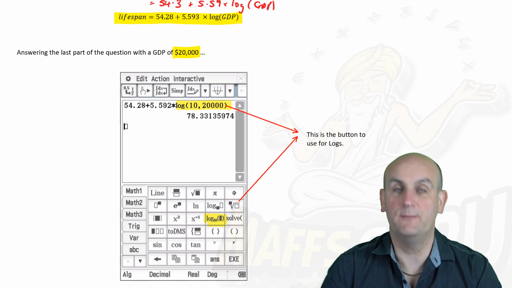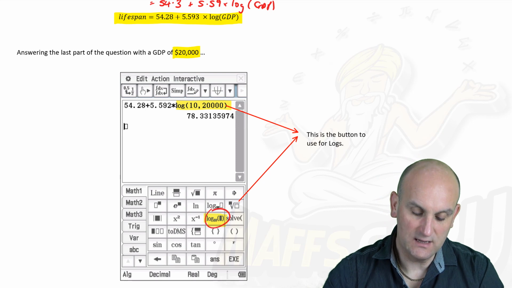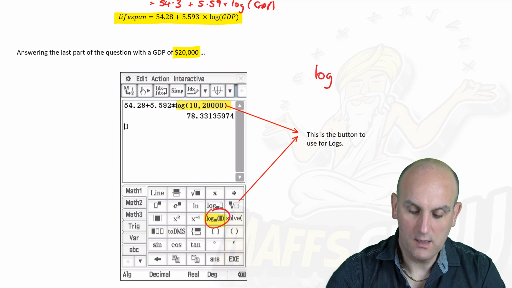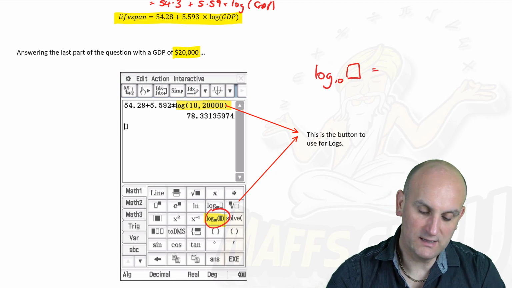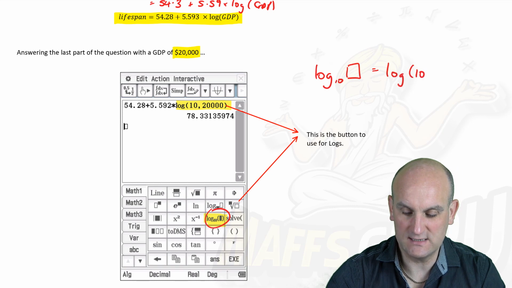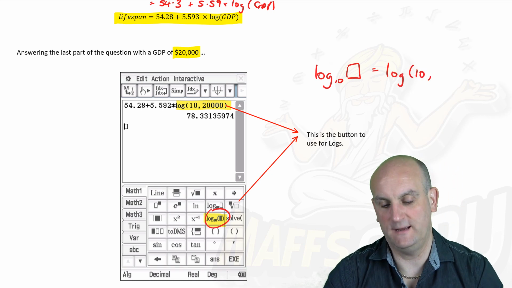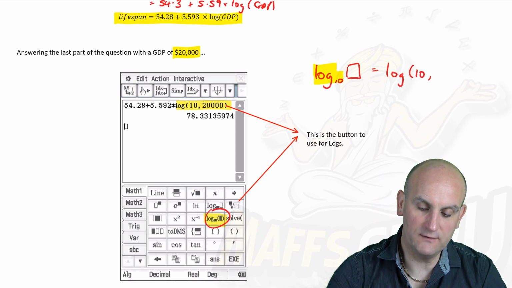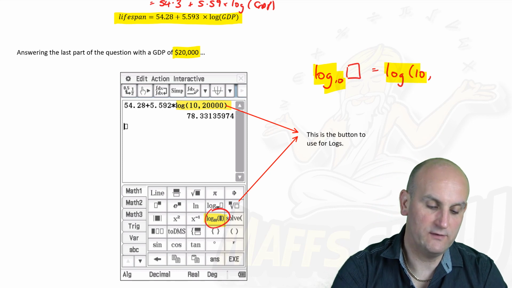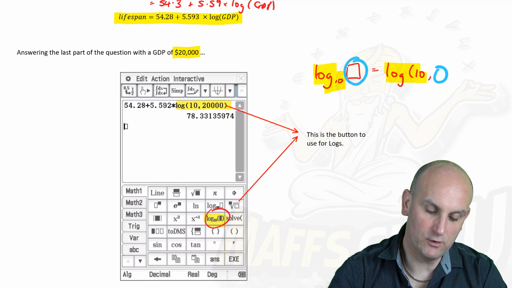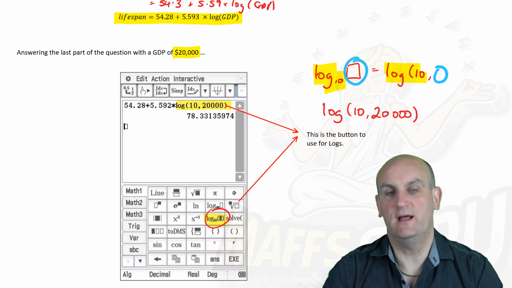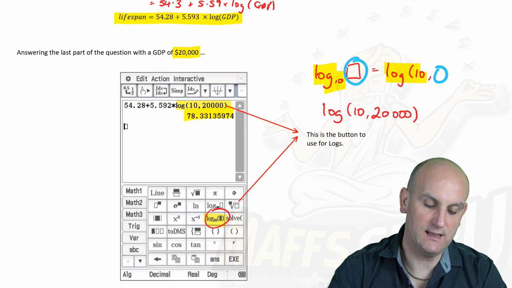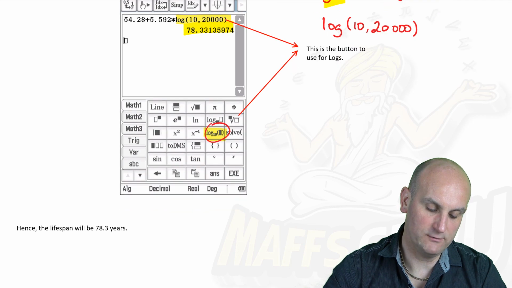Now, a lot of people say, how do you type in log again? My advice is to use this button here. It is the log base 10 button, and it does a little square there. When you press it into your calculator, it already fills in log base 10 and looks for you to fill something in. It is nothing more than the calculator saying, can you now tell me what value you want to put here? So you can see there that I've got log base 10 of 20,000, which is the value that they gave me. When I typed that into my calculator, out came a lifespan of 78.3 years.